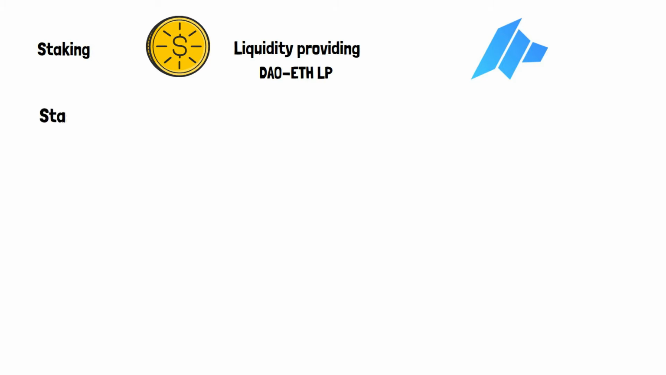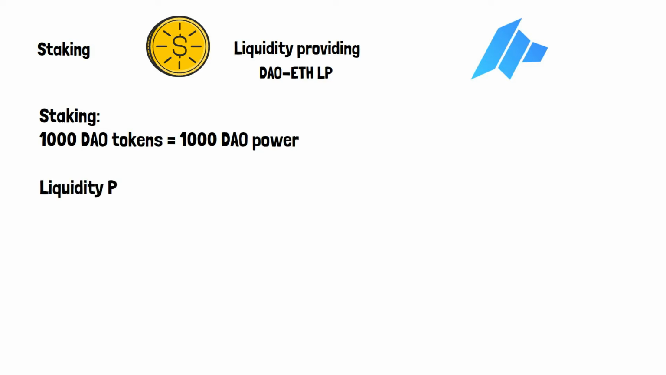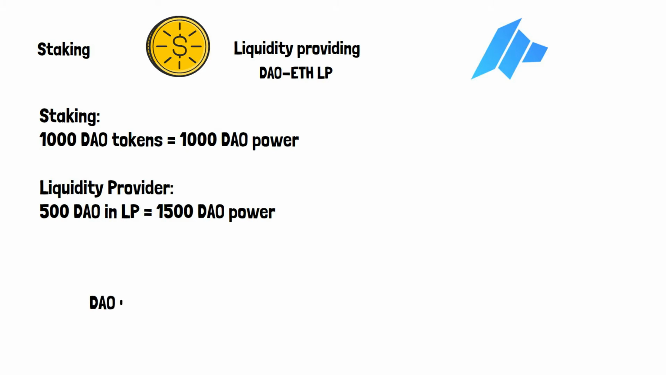So if you have deposited 1,000 DAO, then you now possess 1,000 DAO power. Whereas if you provide liquidity with 500 DAO, then you will possess 1,500 DAO power instead. That is because when you provide liquidity, the amount of DAO you own is multiplied by 3, leading to 1,500 DAO from the original 500 DAO.